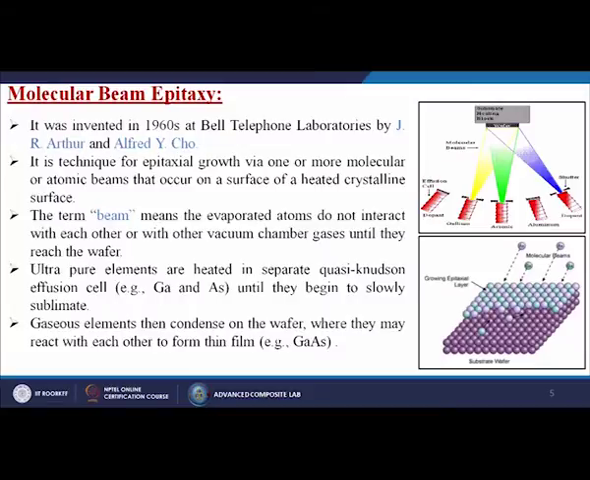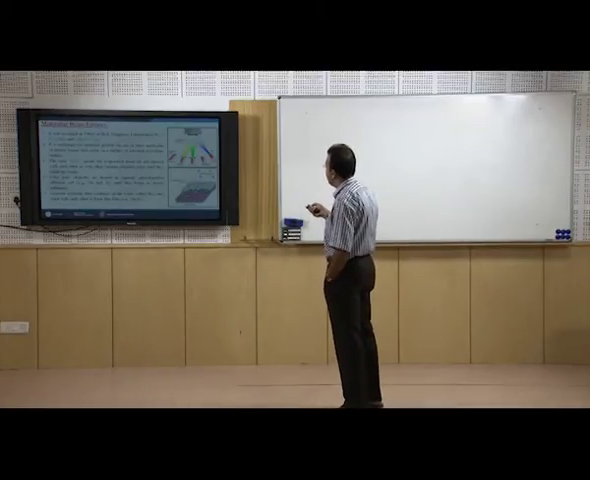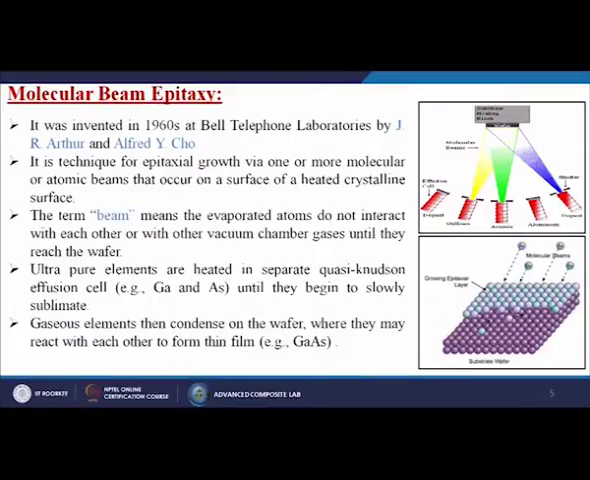Ultra pure elements like gallium and arsenic are heated in separate quasi-Knudsen effusion cells until they begin to slowly sublimate. Gaseous elements then condense on the wafer where they may react with each other to form thin films. So, from this particular figure we can understand that we have the substrate, then we have the dopant, gallium, arsenic, aluminum and the dopant itself.